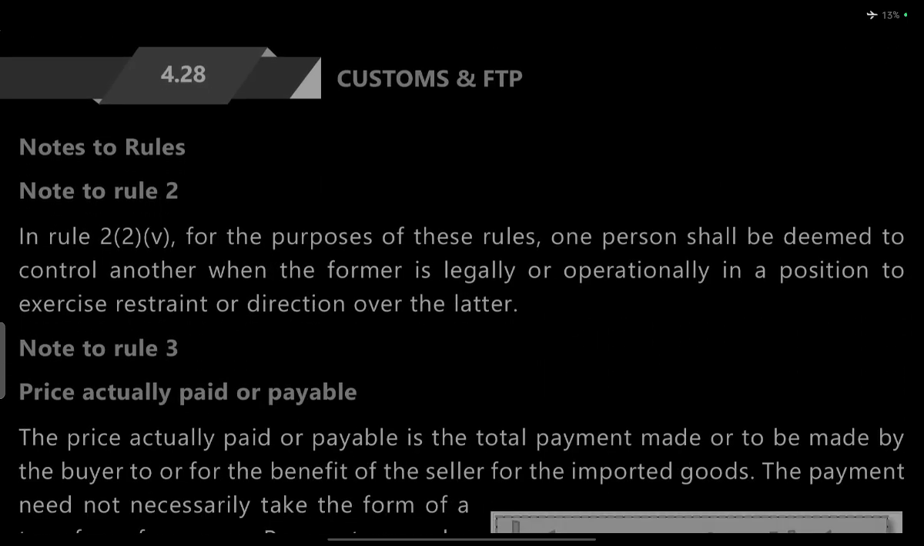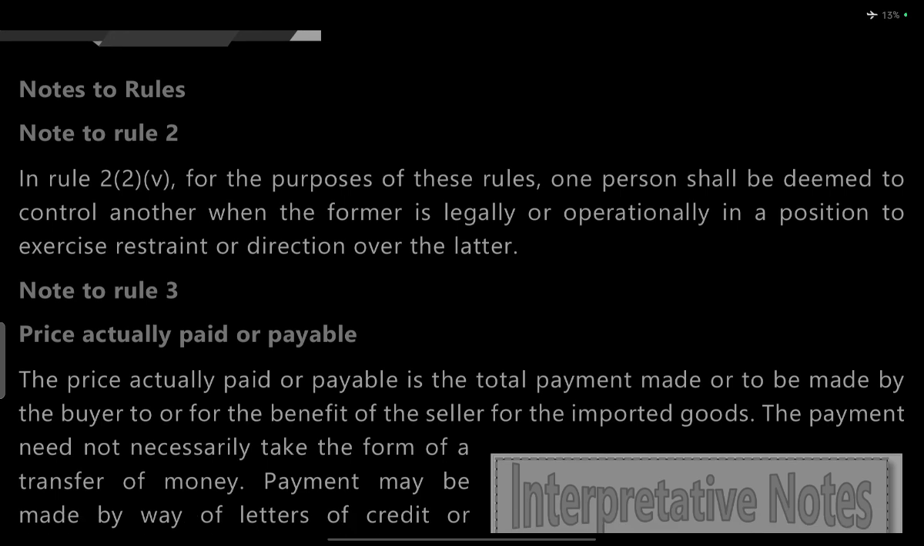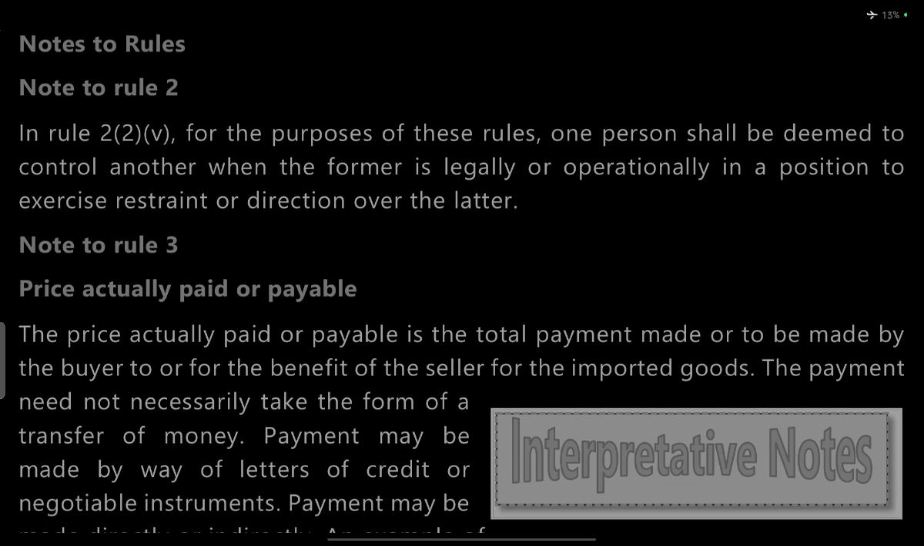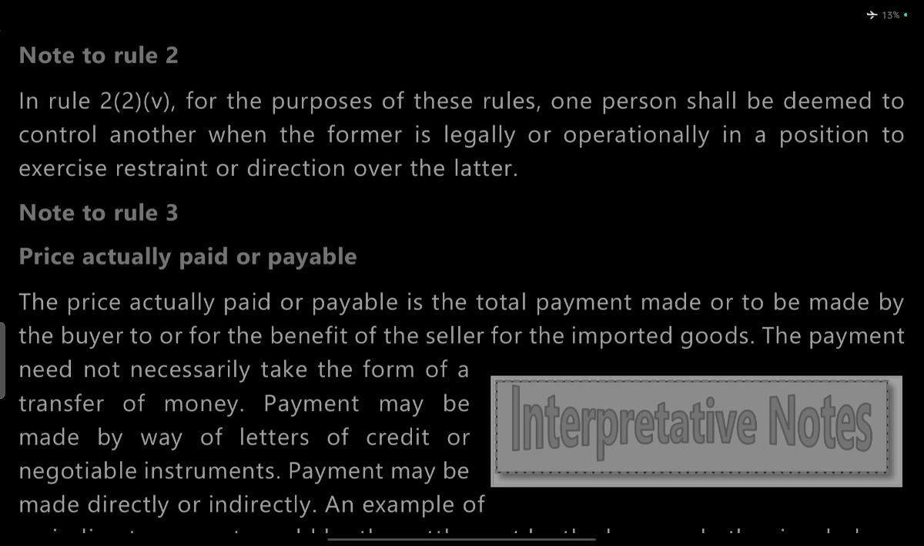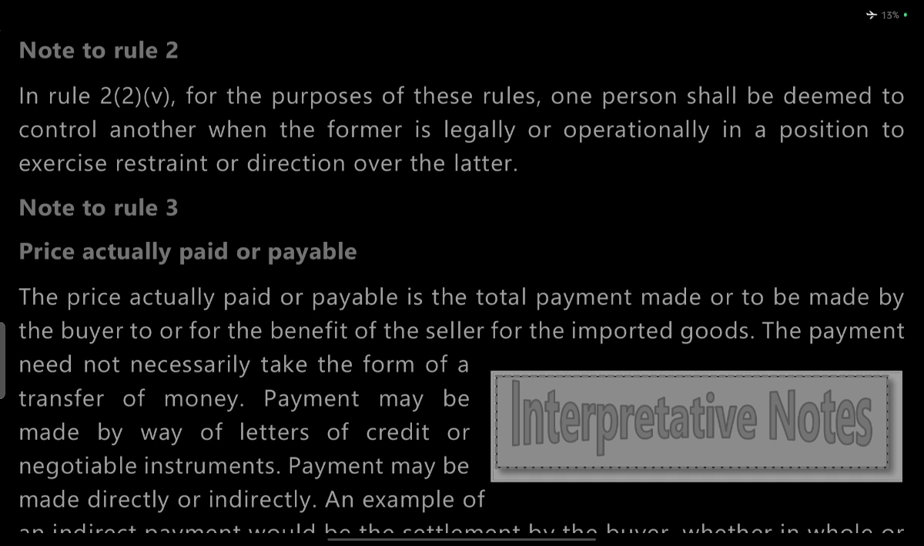Notes to rules. Note to Rule 2, sub-rule 2(4). For the purpose of these rules, one person shall be deemed to control another when the former is legally or operationally in a position to exercise restraint or direction over the latter.